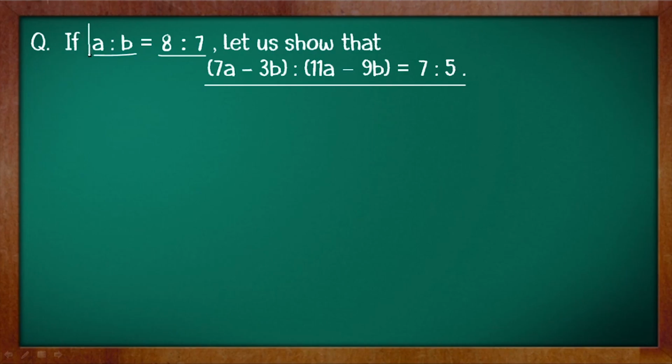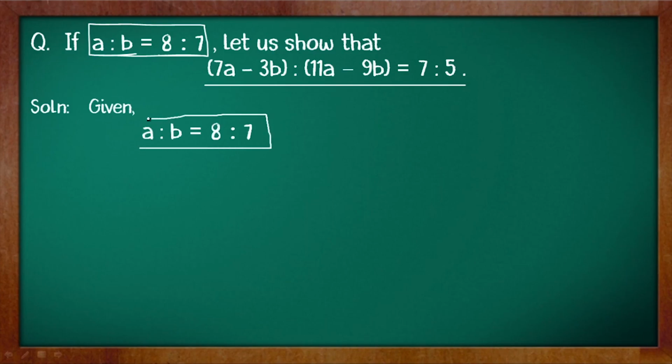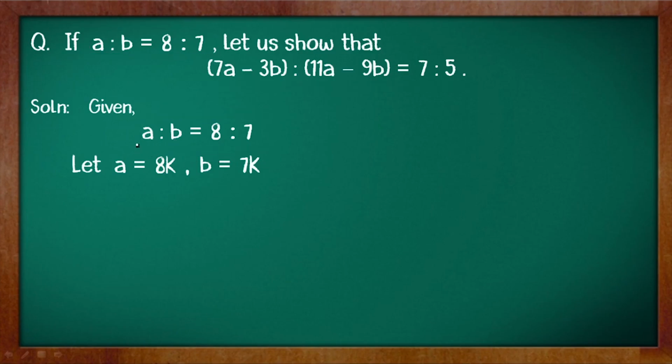So every time you are given a ratio like this, that means two numbers or two quantities are associated with each other, like here a is to b is equal to 8 is to 7. What we can do is just assume a to be 8 into something and b to be 7 into something. So we'll multiply with a constant number, that is k. So let a equal 8k, and b will be equal to 7k. Every time we are given a ratio, you can just assume the first part to be 8k and the second to be 7k.